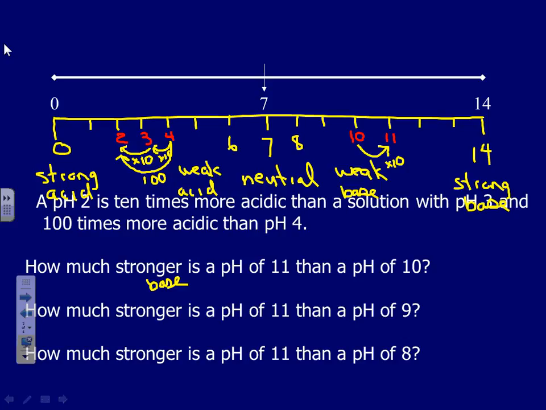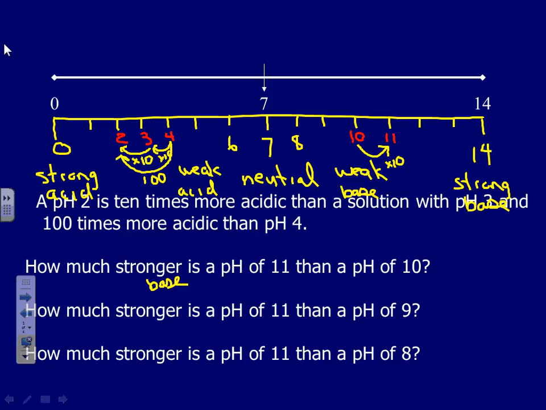But what I wanted to stress to you was, now that even though we're moving to a higher number here, we're still getting stronger, but we're stronger as a base. Here, we're going to lower numbers. We're getting stronger, but we're stronger as an acid. So the word stronger is different for acids and bases. We're moving away from a pH of 7.